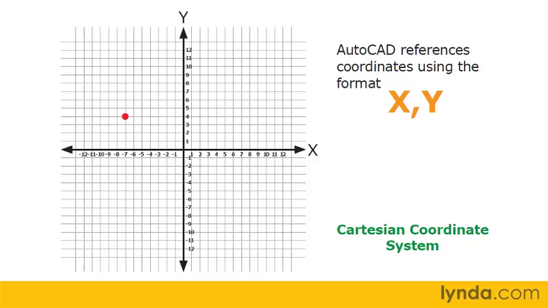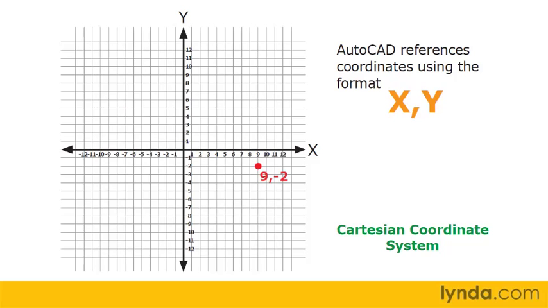Let's try another point. What coordinate would this point have? This point has a coordinate of -7, 4, because it's 7 units in the negative x direction and 4 units in the positive y. Remember that AutoCAD references coordinates using the format x, y. Let's try one more. How about this point? This guy has a coordinate value of 9, -2, because he's 9 units in the positive x direction and 2 units in the negative y direction.